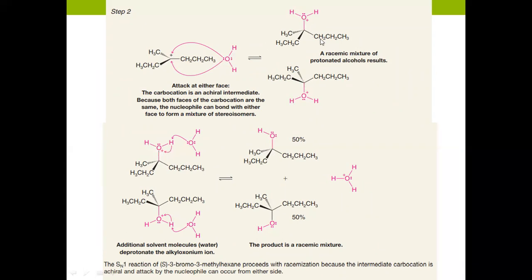Okay, let's go here first. Step 2. Water will react with the carbocation to form a bond, either above or below, and of course, when it attacks up and below, the stereochemistry of the product would be different. And so you have here, this is below and this is up. So if the proportion of the two products is in equal amounts, then you have a racemic mixture.